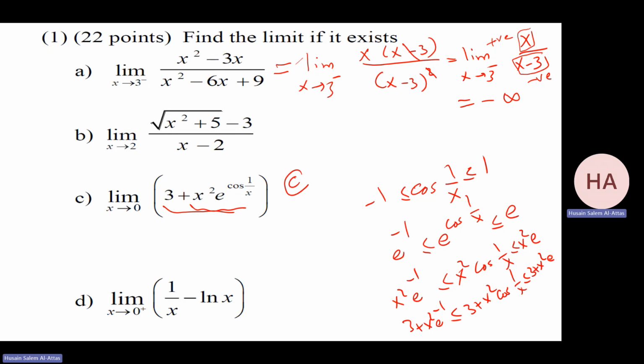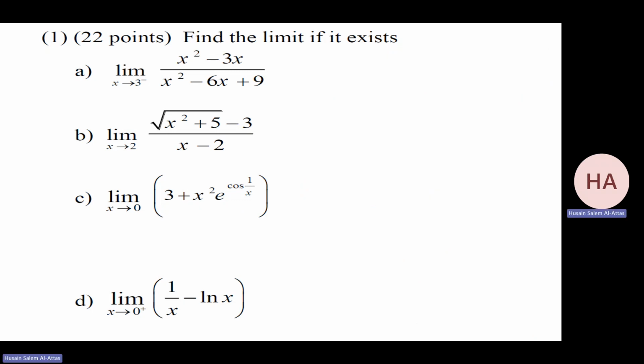So this goes to 3 as x goes to 0. This goes to 3. And this one goes to 3 by a standard theorem. So the answer is 3. This one we did before. It will be infinity minus minus infinity, which is infinity plus infinity, which is infinity. This one we just rationalize.